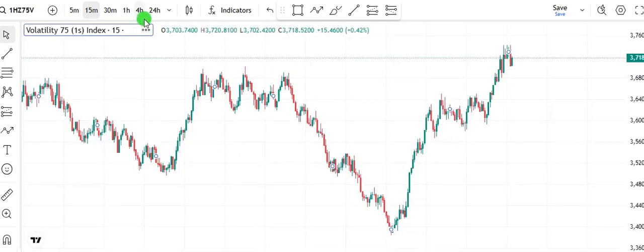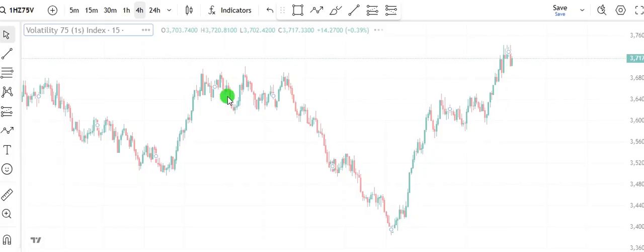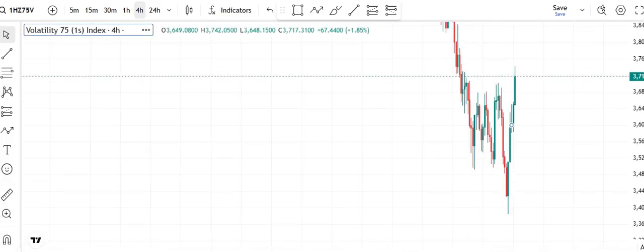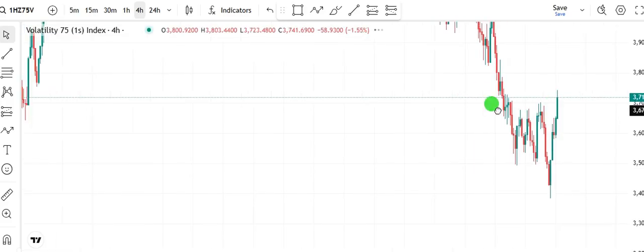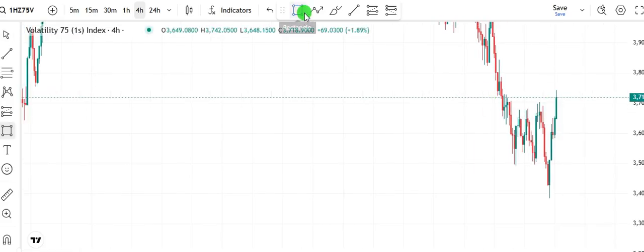Alright, here's 75 1 seconds, and of course, here's the 15-minute chart. But let's go straight to the 4-hour charts. From what you can see, you can actually see the recent high that just got broken, which is around there. Okay, so here's the recent high that just got broken.